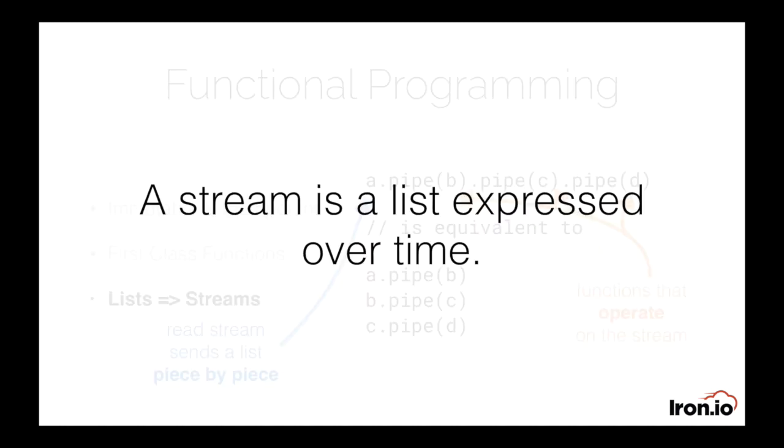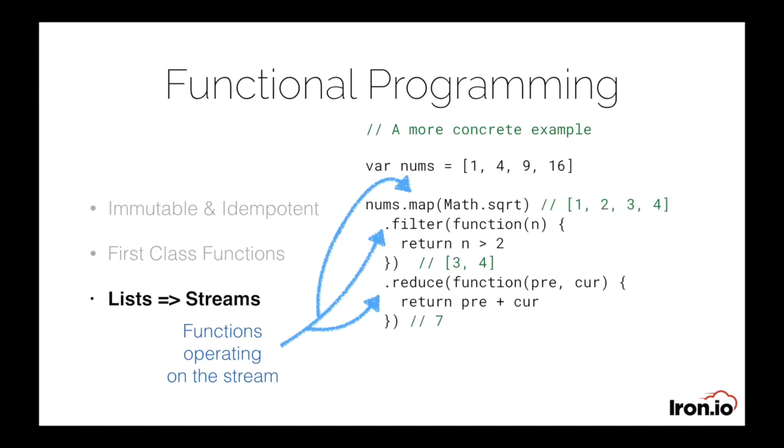An important reminder, we mentioned it earlier, but a stream is just a list expressed over time. So your list is there all the time. It's just you're not waiting for the whole list to get processed when you're working with streams. So this is a more concrete example of a stream or a list getting operated on. In this case, I'm not actually streaming, but these are functions that are used to stream things.